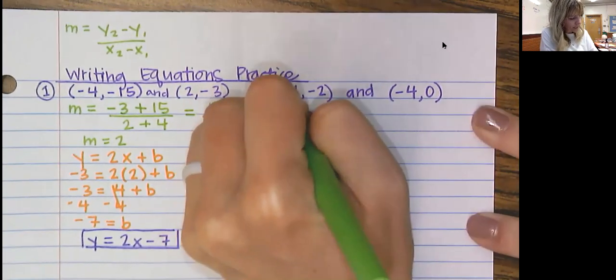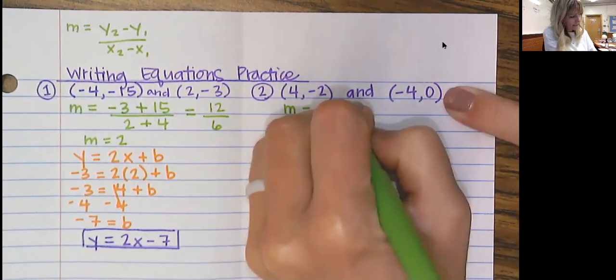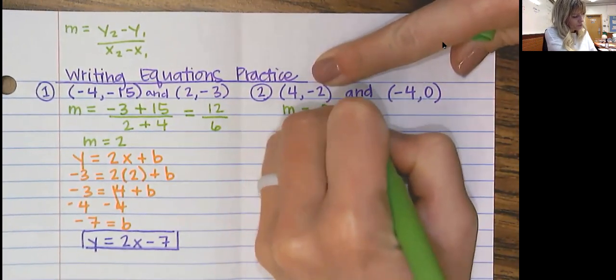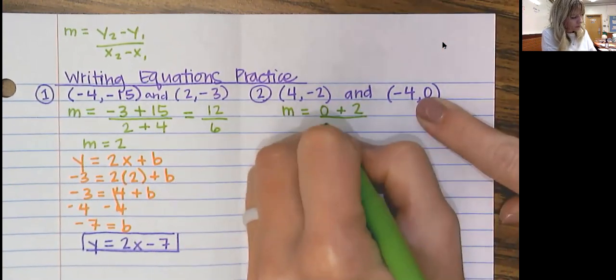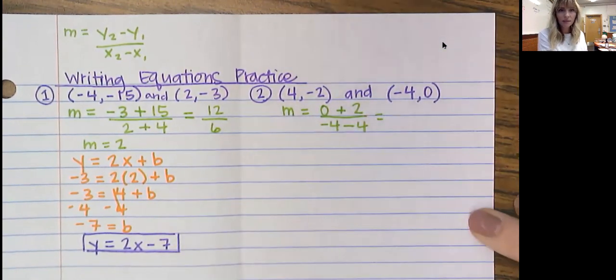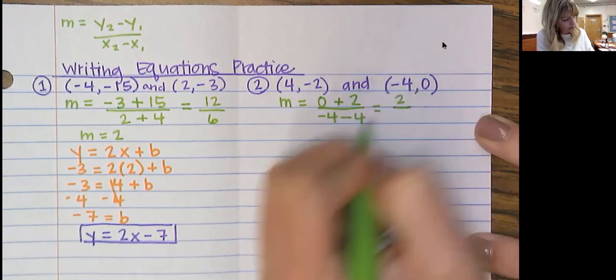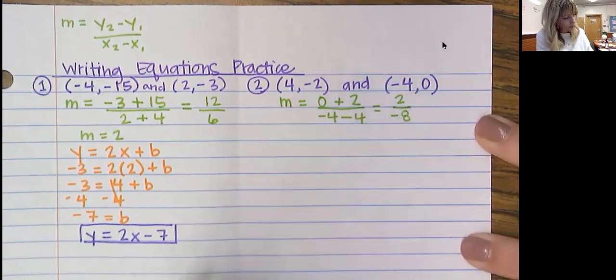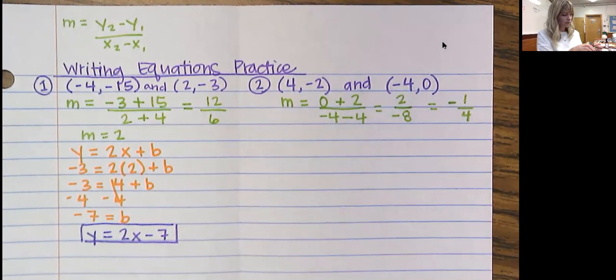So, of course, first I need to find the slope. Here we go. 0 minus negative 2. Another minus a negative that turns into a plus. Watch those closely. Negative 4 minus 4. That did not turn into a plus because I was subtracting a positive. That makes 2 over negative 8, which means the slope is negative 1/4. The slope is negative 1/4. Okay, now I'm ready for the next step.